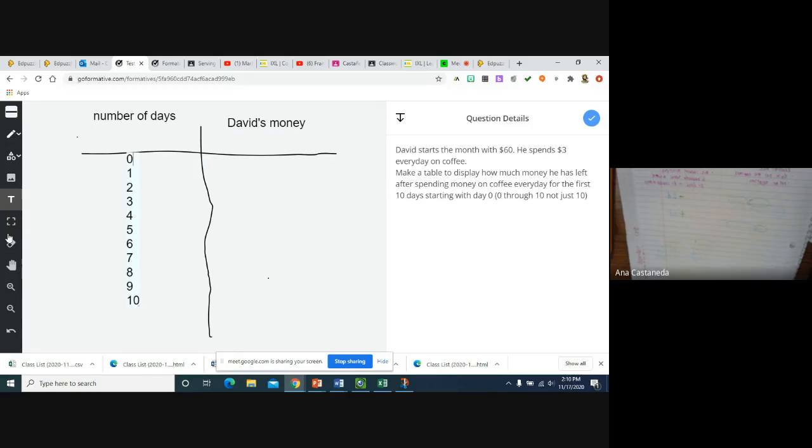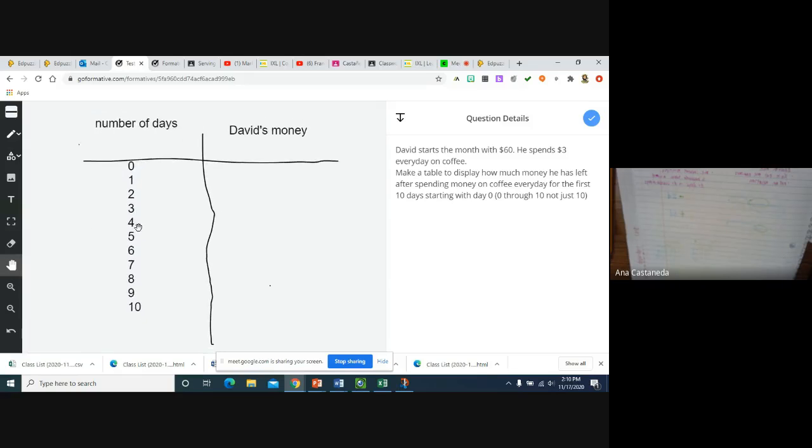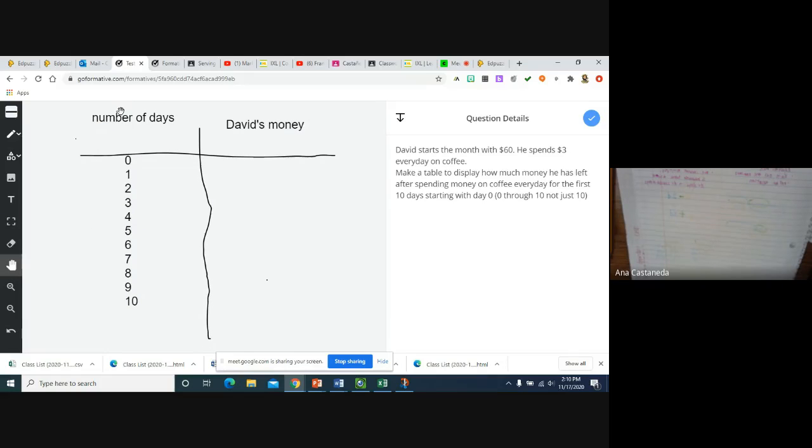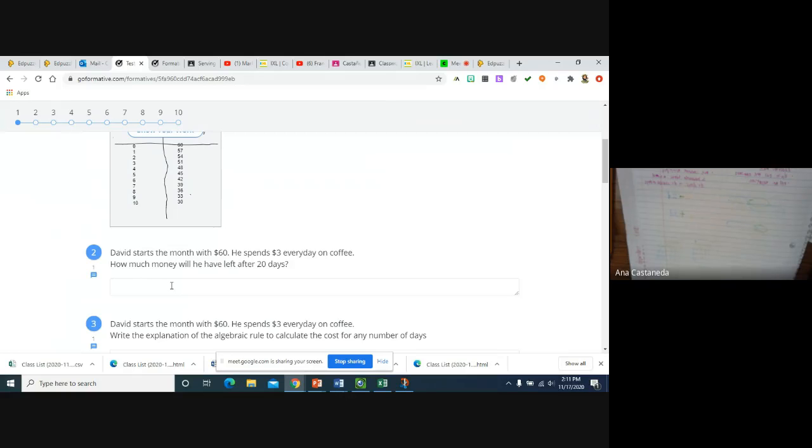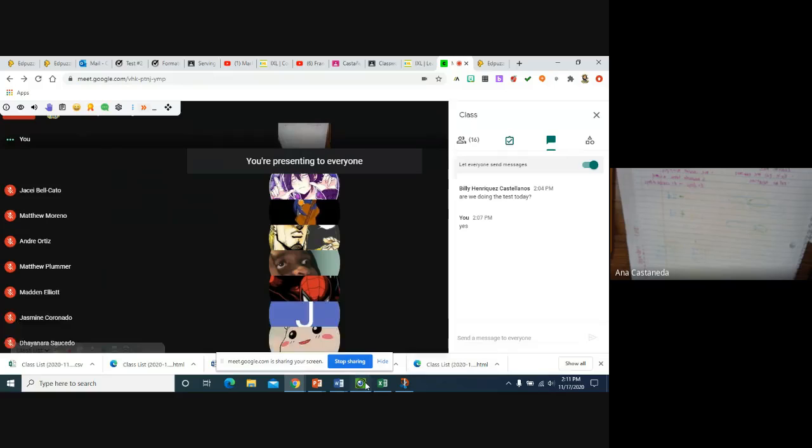So he starts with, okay, so what to do? He starts with $60. So for 0, it's going to be 60. First day he spends $3, so he has 57 left. He spends another $3, another $3 every day. This is from the review that you were supposed to turn in. So that's where I got that. Okay, I'm done. There's my table. And then I'm going to have to figure out how much money he has left after 20 days. So let me see if there are any questions.